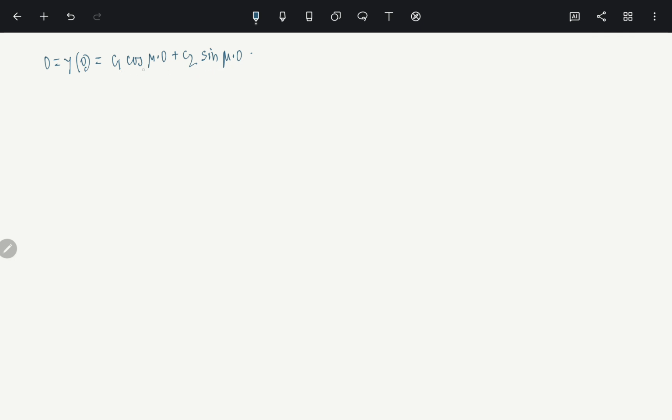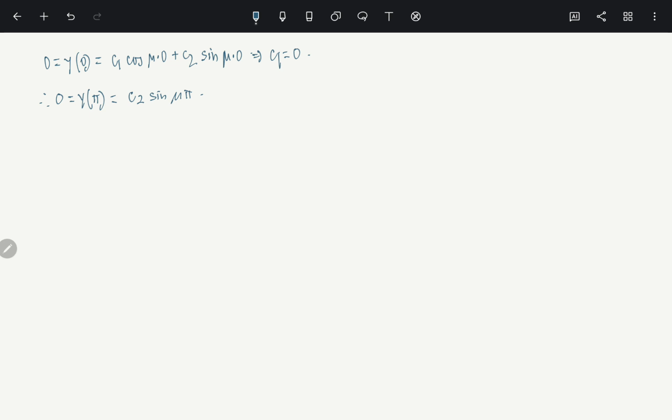So c1 times cosine 0 is 1. So that will imply c1 is going to be 0. Is it okay? So therefore, now the second condition is y(0) equals y at the point pi, which equals c2 times sine mu pi.